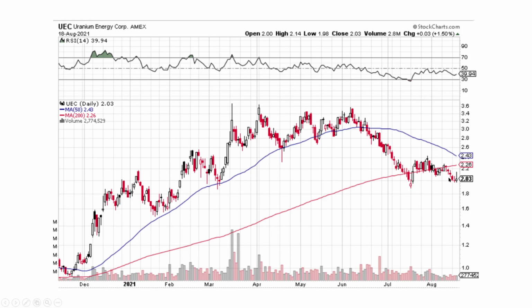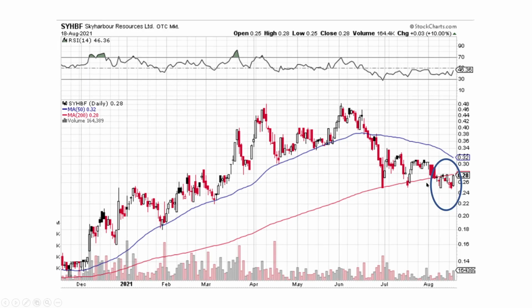UEC, it's trying to find some footing. At least the buyers are stepping in and showing that they exist. Sky Harbor, this guy, we have a bullish engulfing here. So I circled this because of the bullish engulfing, and we're seeing a little bit more buying pressure down here. So let's see if the buyers can reverse it right here. A little bit more buying pressure.